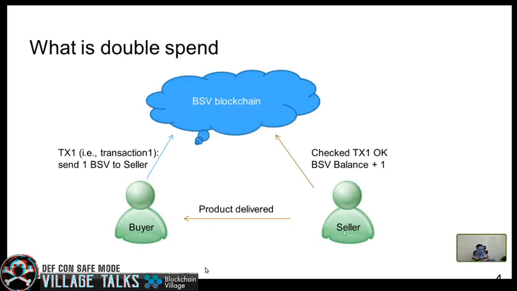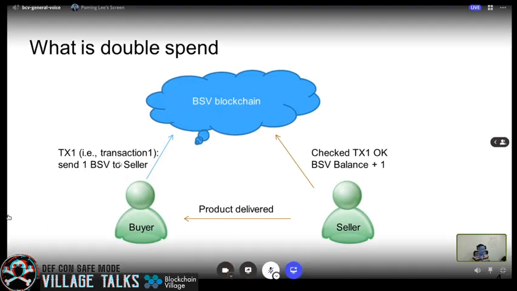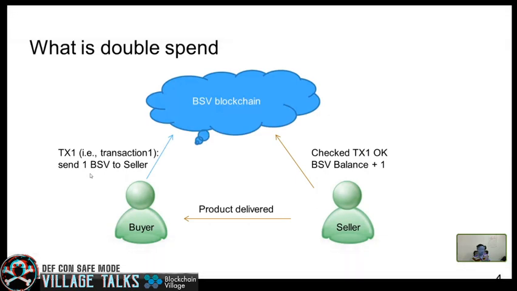When a buyer wants to purchase a product from the seller, they first tell the seller, "I'm going to purchase one good from you." Then they send a transaction to the BSV blockchain. Let's call it transaction 1. It sends 1 BSV to the seller. The seller checks that the transaction is valid and that the seller's wallet balance is +1. Then the seller feels safe and delivers the product to the buyer.